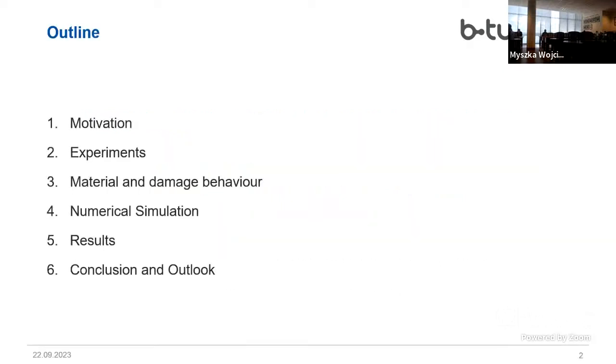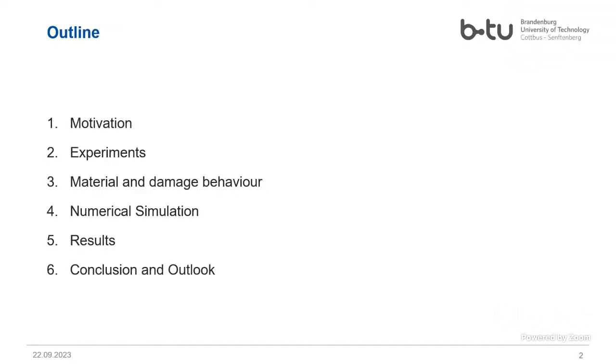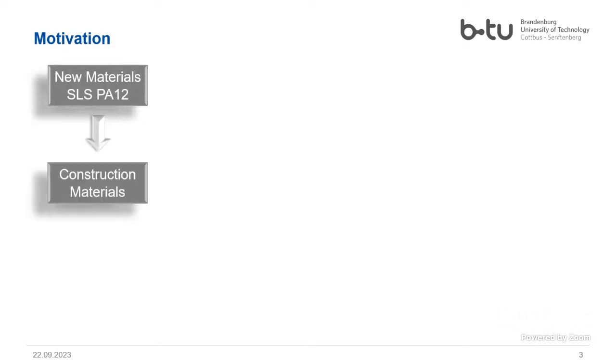Here you can see a small outline for the next few minutes. And I would like to start with a motivation. As I mentioned before, we investigate selective laser sintered polyamide 12. That means it is an additive manufacturing process, and this material has to be also used as a construction material.